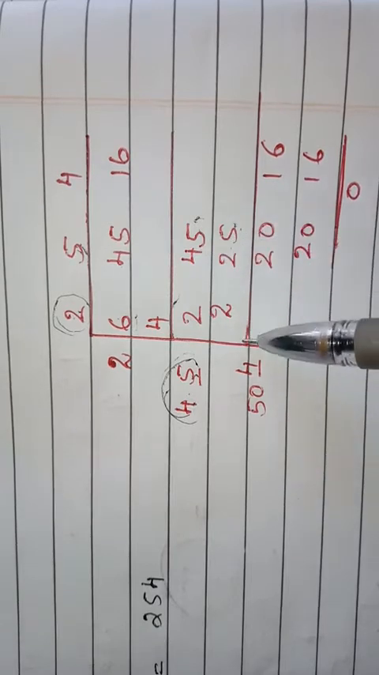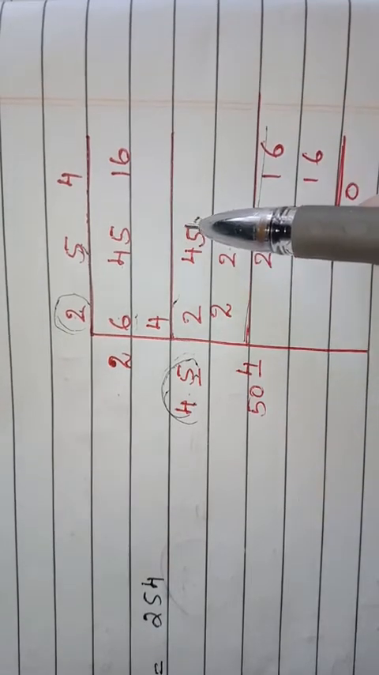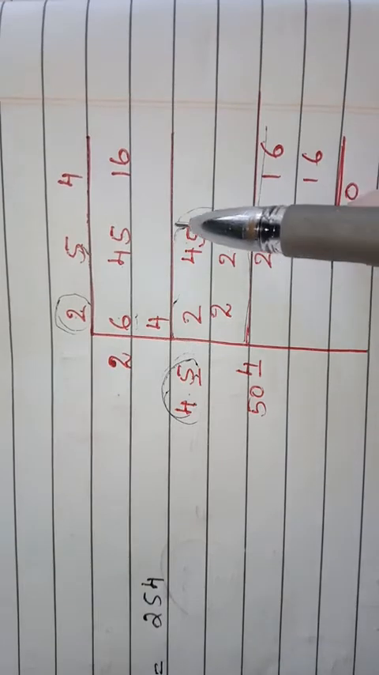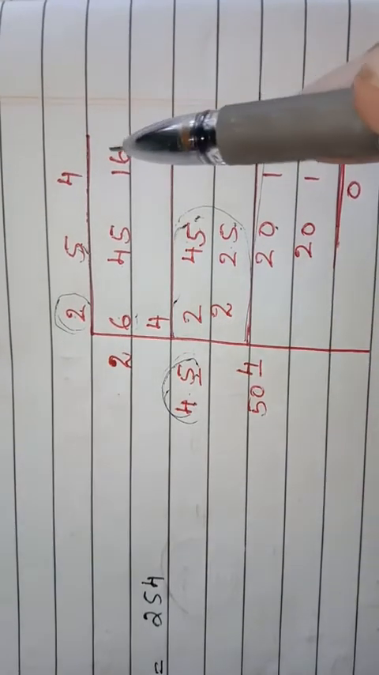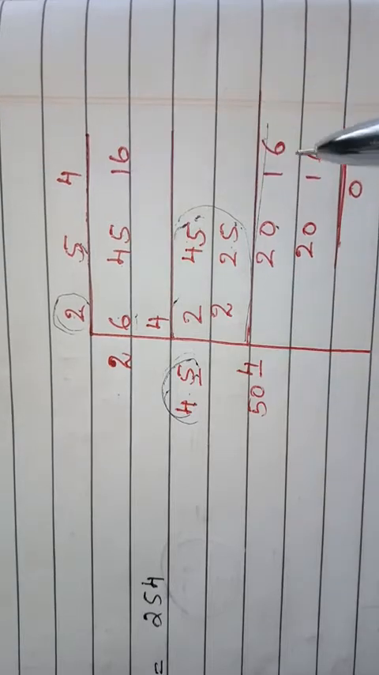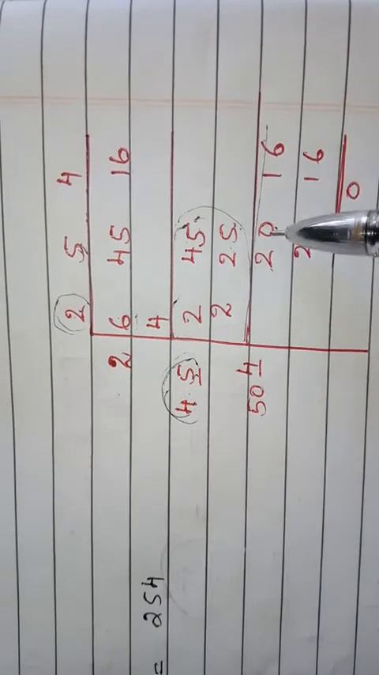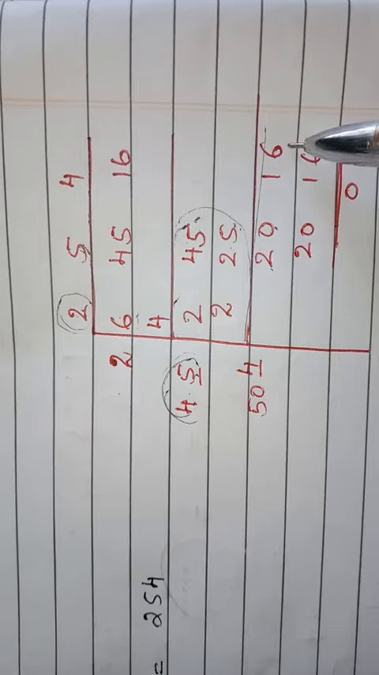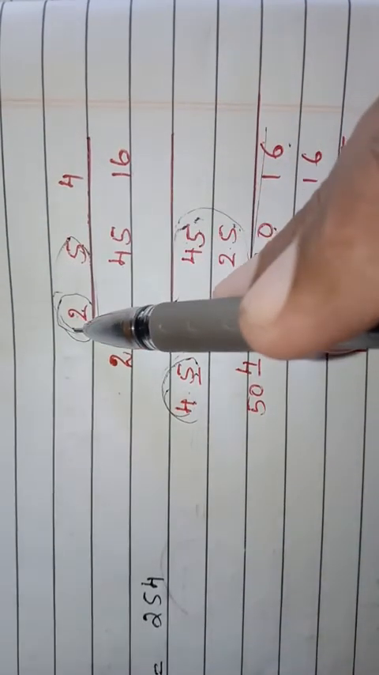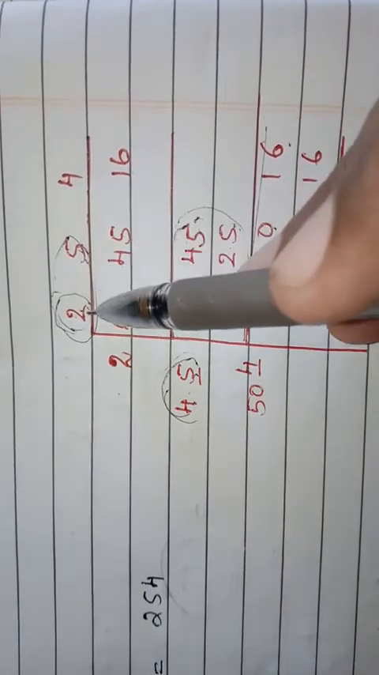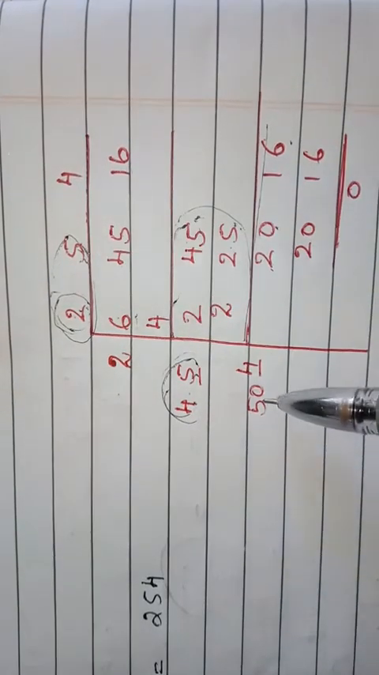Then finding the difference, the remainder will be 245 minus 225, which is 20. Then take down the next period, that is 16, so it becomes 2016. Now the quotient part is 25. Double it. 25 multiplied by 2 is 50.